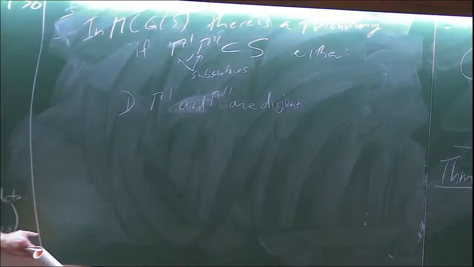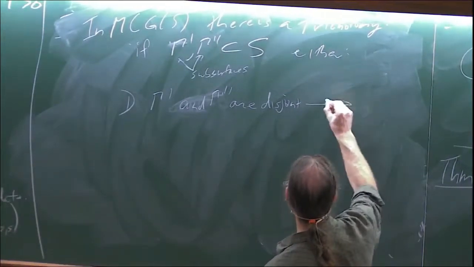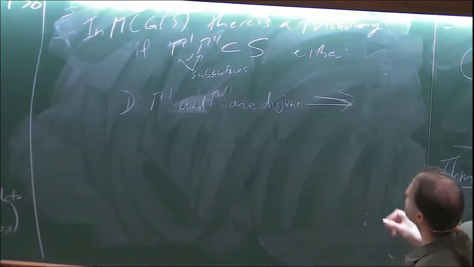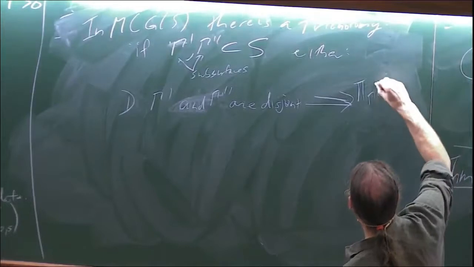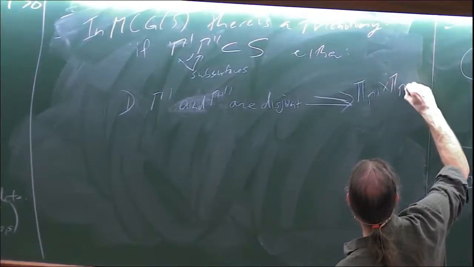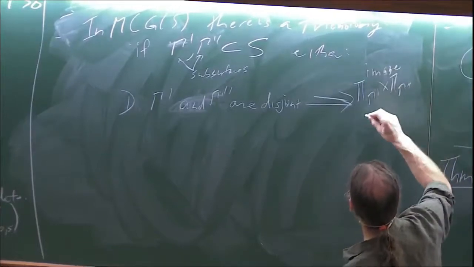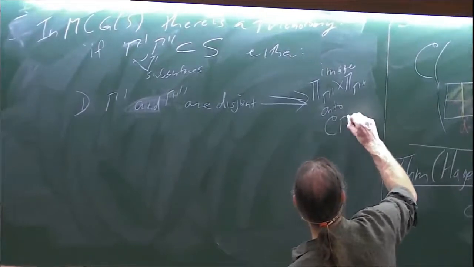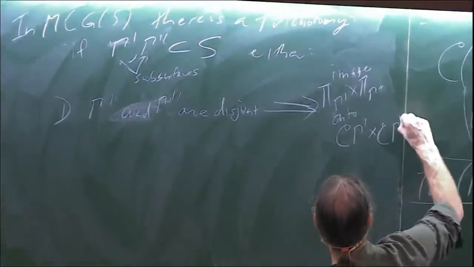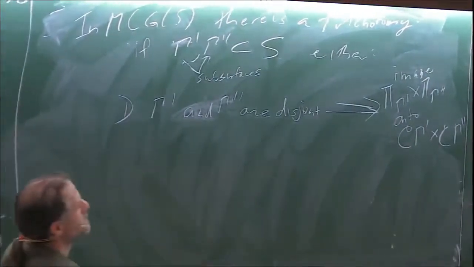I mentioned this last time, in that case, when I looked at the projection to gamma prime cross the projection to gamma double prime, the image of that was roughly onto C of gamma prime cross C of gamma double prime. So if you had disjoint subsurfaces, then these projection maps were roughly onto this product.